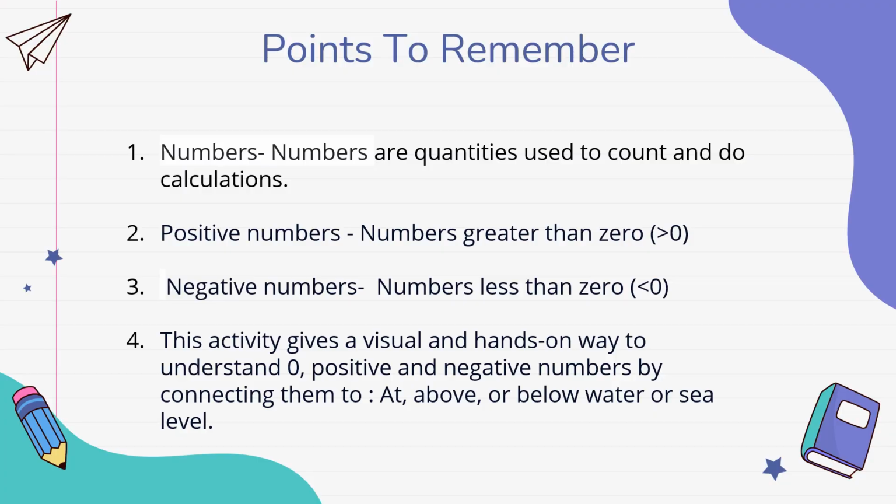So children, I hope you've understood the use of positive and negative numbers by this hands-on activity. I can give you one more example. Like if you're going to a bank and if you're depositing some money, you can show it with positive numbers, and if you're withdrawing some amount of money, we can show it with negative numbers. If you have more examples, you can write it in the comment section.